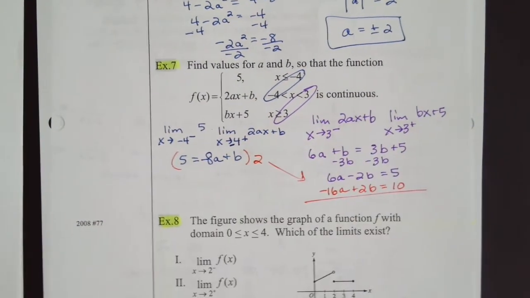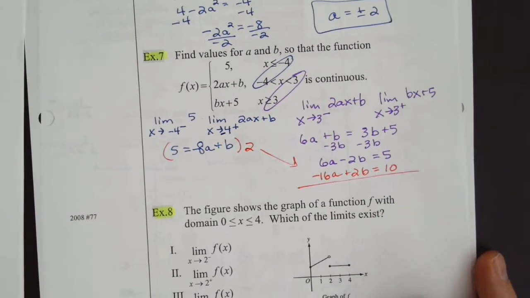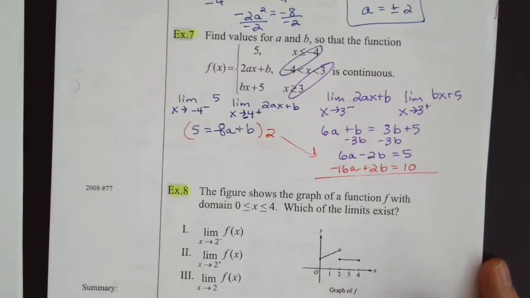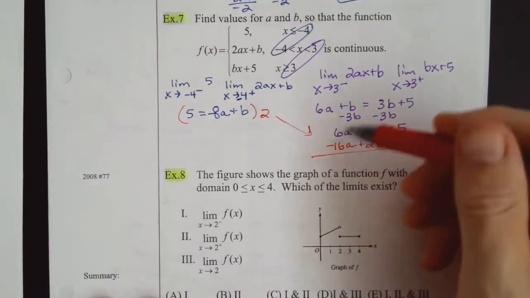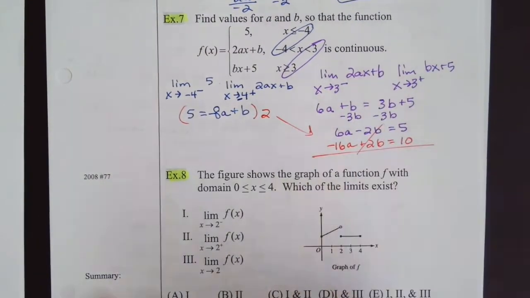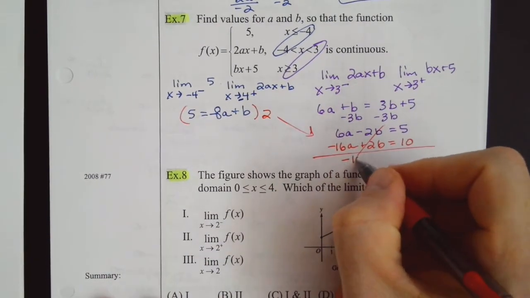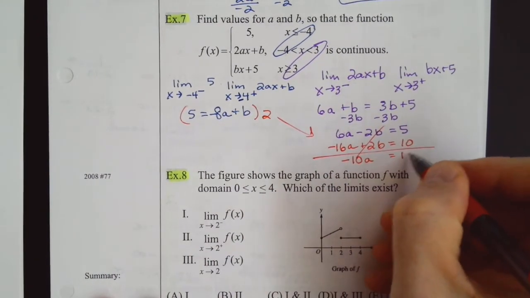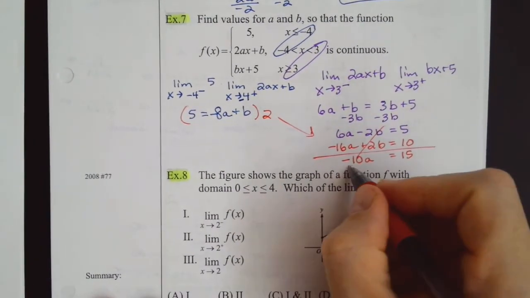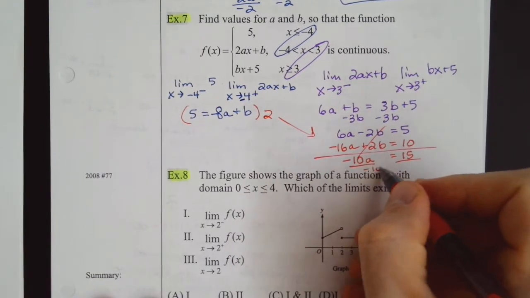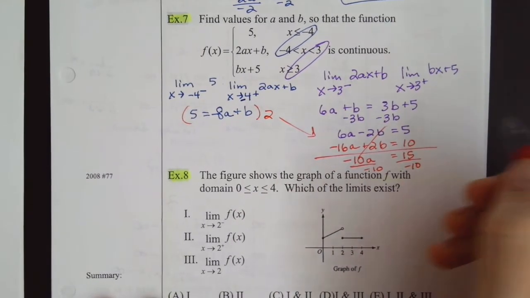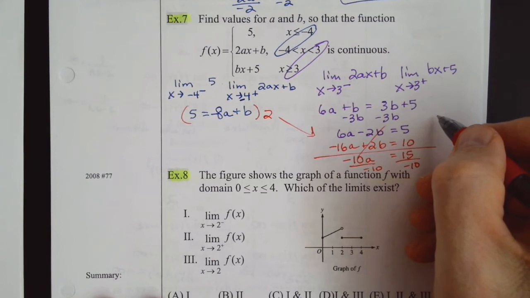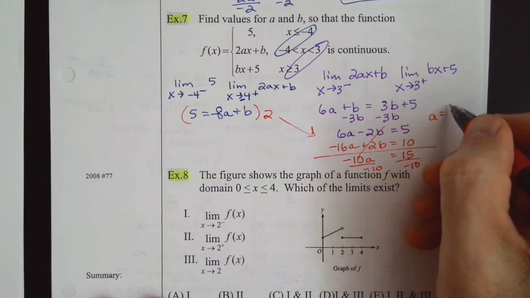So hopefully we all realize why I multiplied that by 2, because now I can use linear combination. I can add these two together. The b's are going to cancel. So that's going to be negative 10a equals 15. We're going to divide both sides by negative 10, and we're going to get a is negative 3/2.